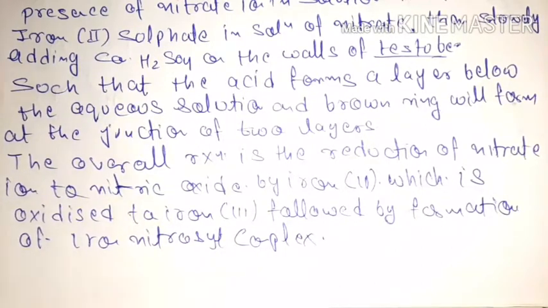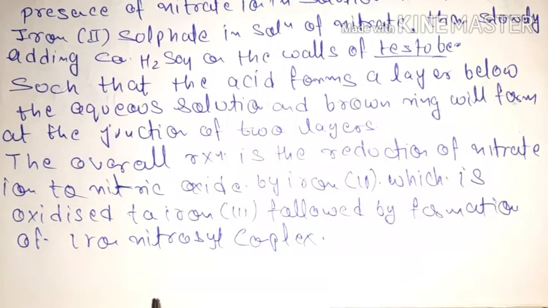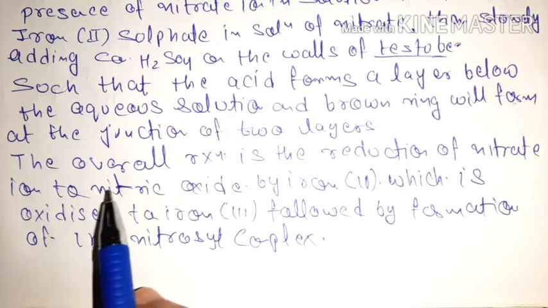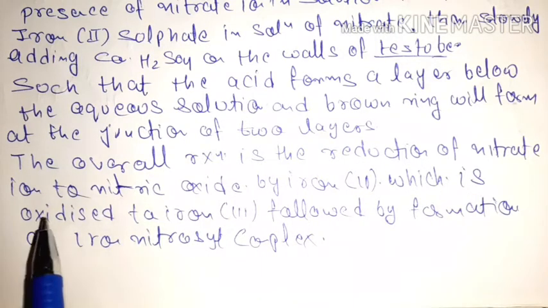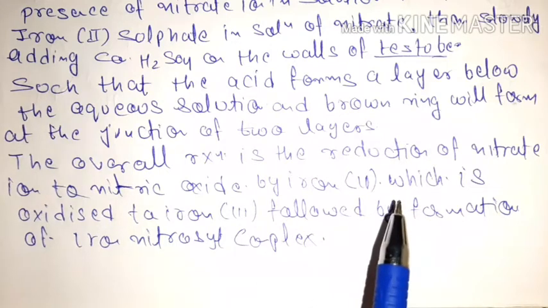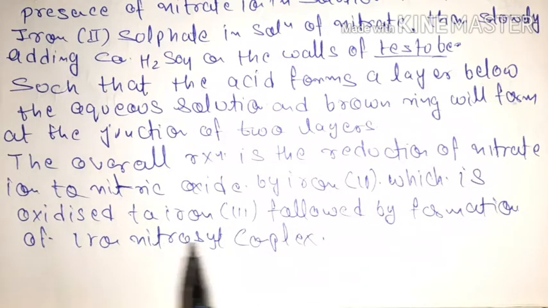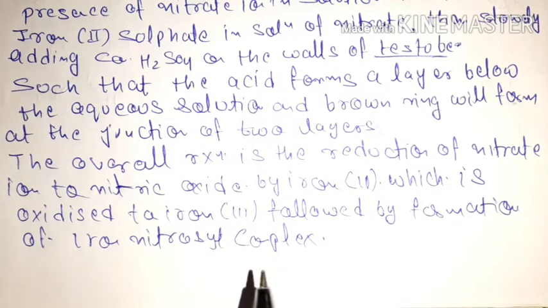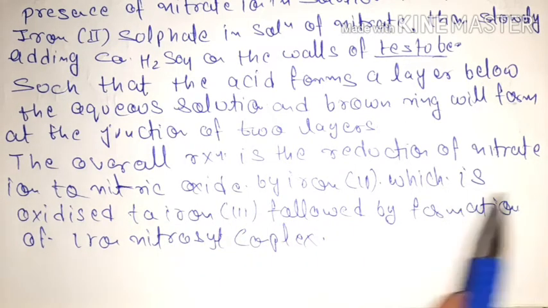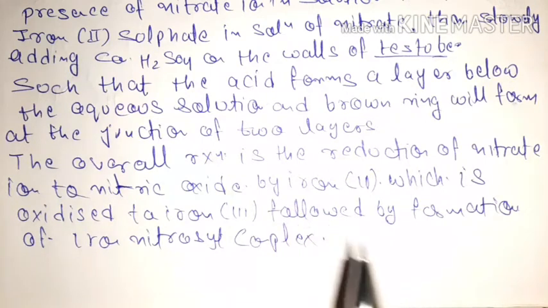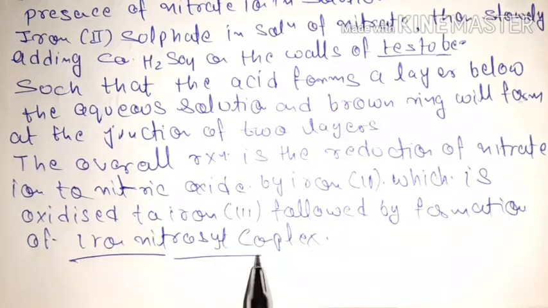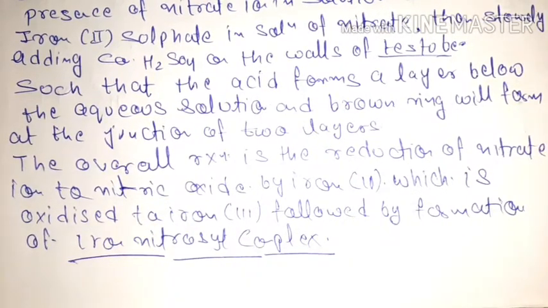This is the whole chemistry of this brown ring test. Reduction of nitrate to nitric oxide by iron second oxidized into iron third and followed by the formation of iron nitrosyl complex. So these three main events will happen in this reaction. First is reduction of nitrate to nitric oxide, second is oxidation of iron second to iron third, and third one is formation of iron nitrosyl complex. Understand, friends?